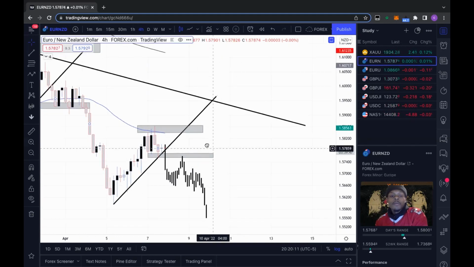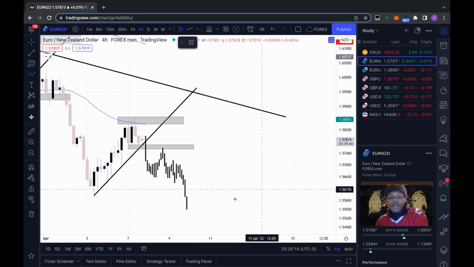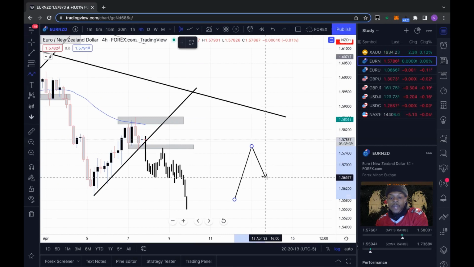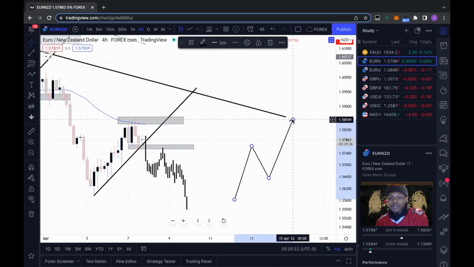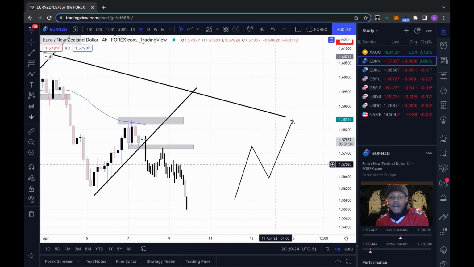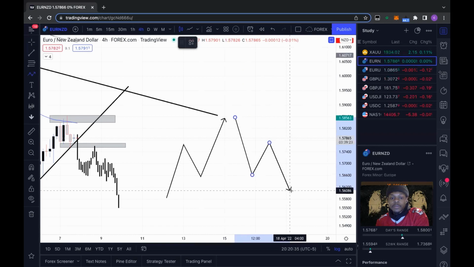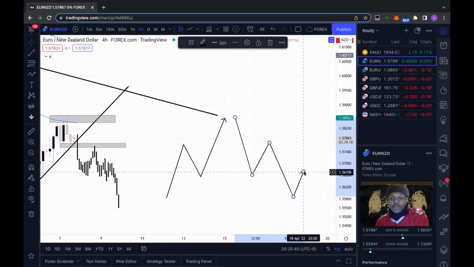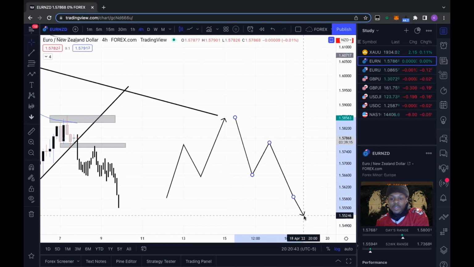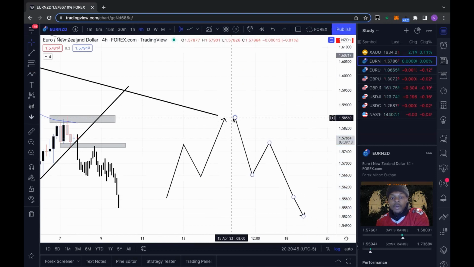Because there are three moves in the market. You have your impulse, which is your breaks. You have your correction, and then continuation, right? This is what it looks like for a buy. Now for a sell, you still have the same three things: impulse, correction, continuation, right? Like this. So you have your impulse, correction, continuation, right?